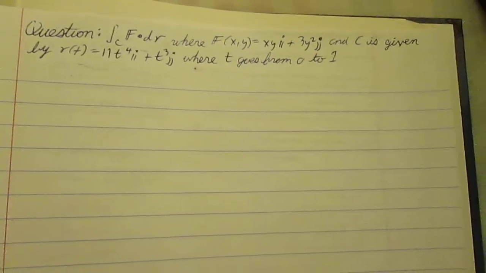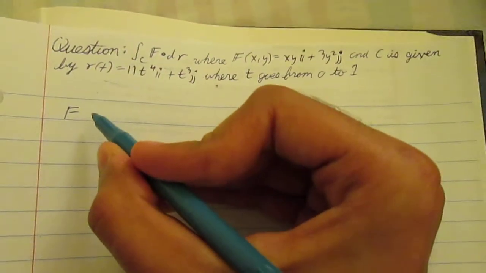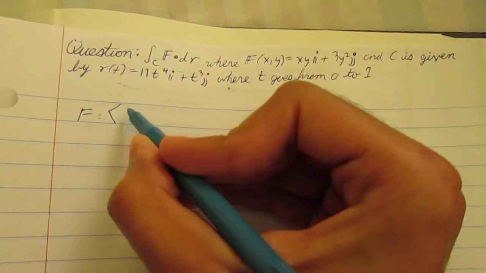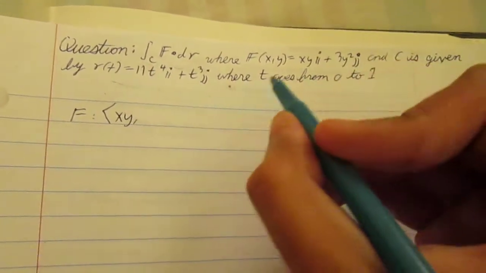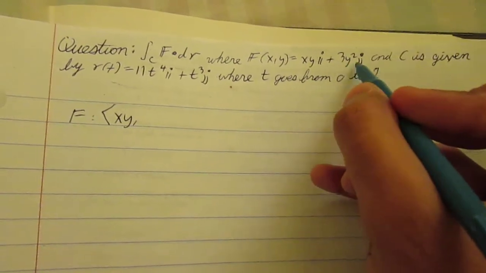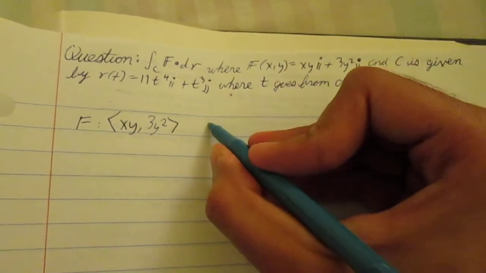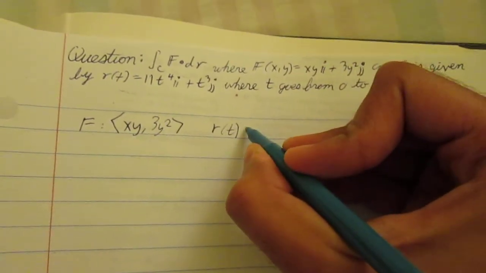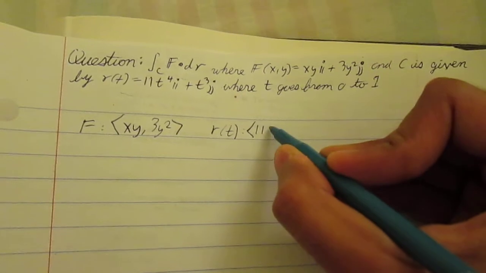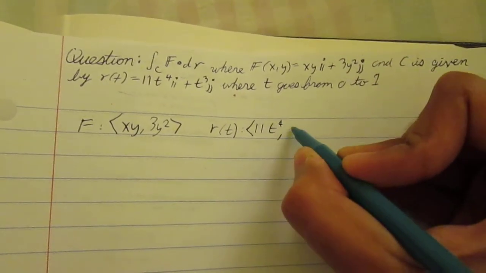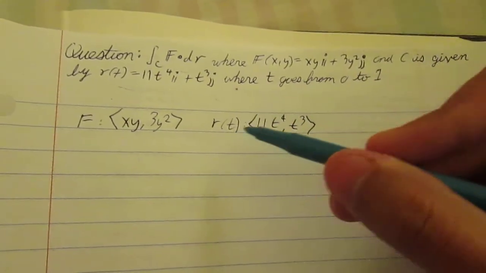So first I'm just going to write f out in a different way, in these brackets. The x component is x times y, and the y component, as you can see there's a j here, is 3y squared. And now I'm going to write the vector field in the same way too. You don't have to do it this way, it's just for visibility, and because we're going to take the derivative of this, it's more readable this way than the i and j format. So here we have our curve.